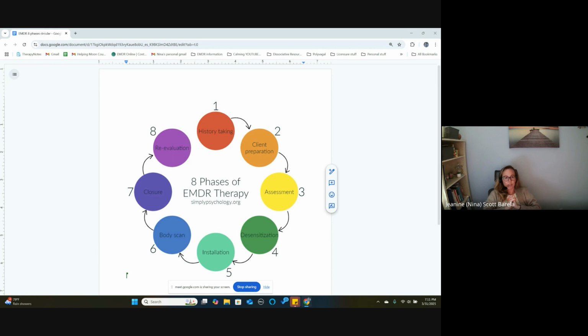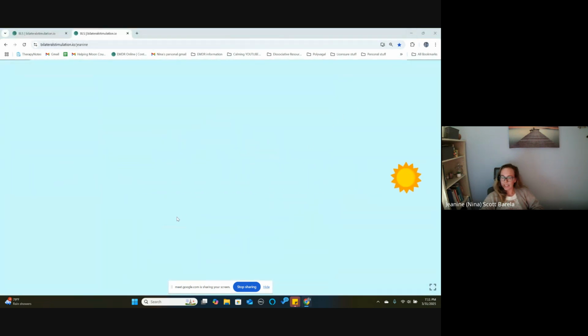That is where the bilateral stimulation comes in. EMDR initially was eye movement desensitization. So I'm just going to show you an example of an eye movement app that is used for telehealth. And this is what, as the client, you'll see. This is the sun going across the screen.